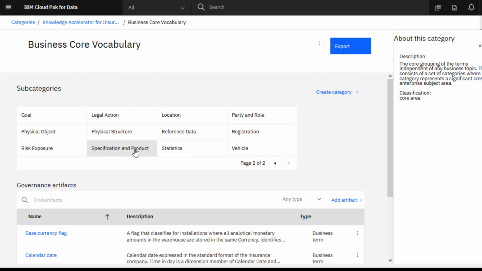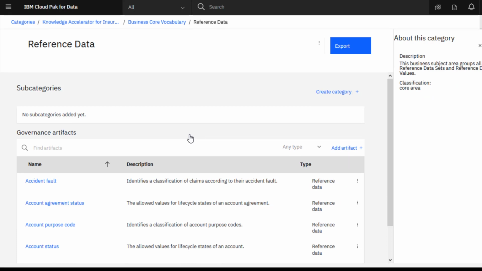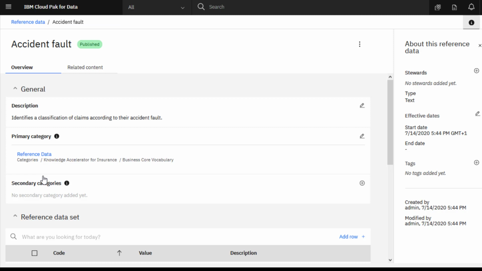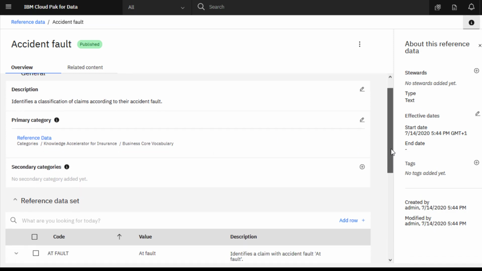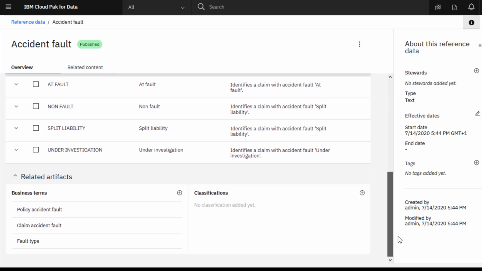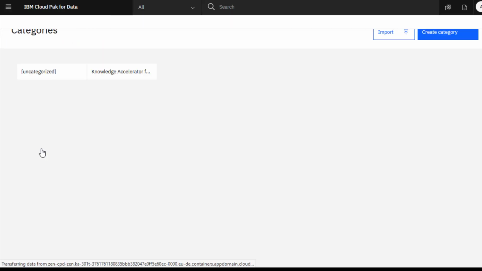In addition to these 23 business terms subcategories, the reference data category contains the list of hundreds of available insurance reference data sets that can be used with data classes to profile data sources and govern data. There are thousands of reference data values or codes associated with reference data sets, as can be seen here with accident fault and its associated values. Reference data sets are related back to core business terms, and they can also be extended or customized with reference data values from your own data sources.